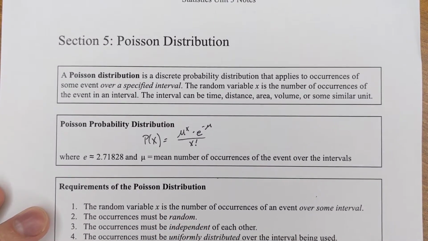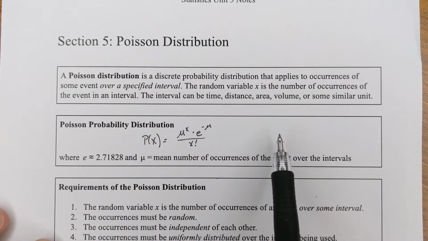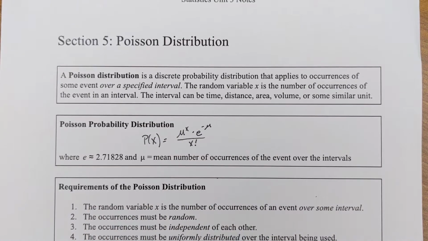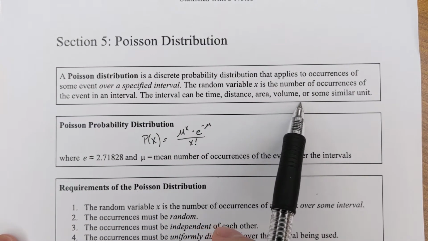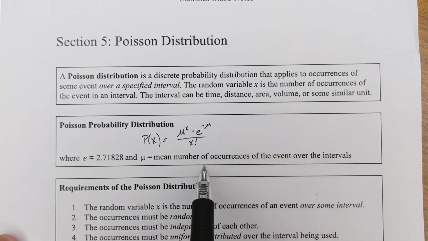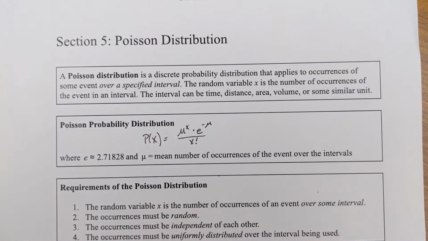Okay, so here we've got the notes for section 5 of unit 3, the Poisson distribution. The Poisson distribution refers to events that occur over a specified interval, usually a period of time, distance, or some similar unit. It helps you figure out how likely it is for an event to occur in that unit.